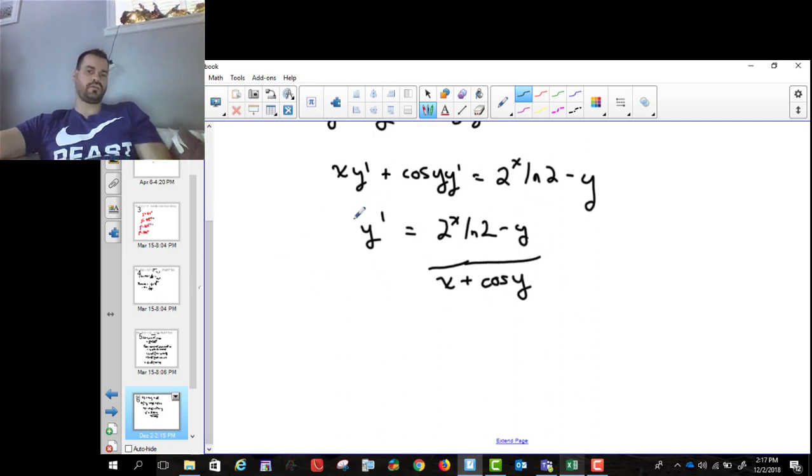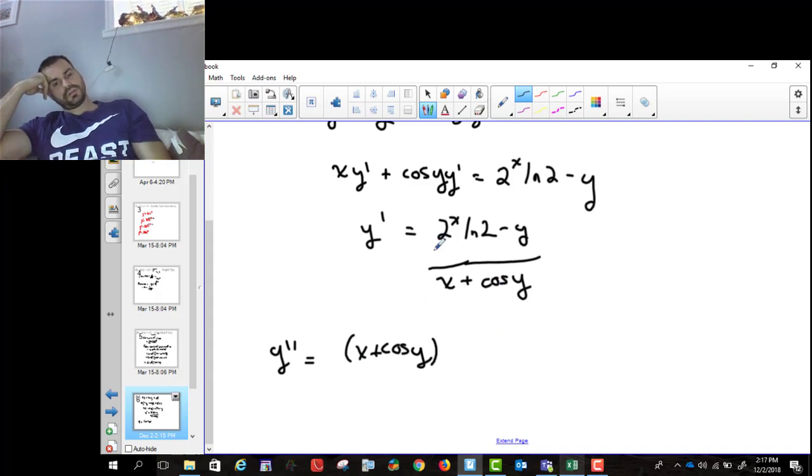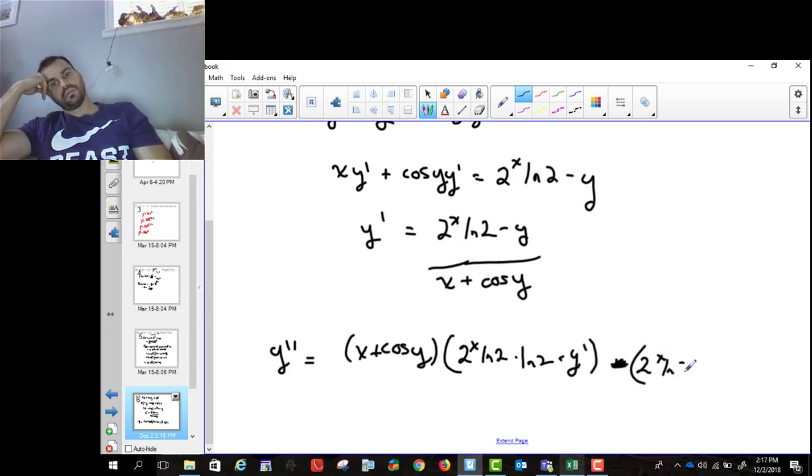And then what happens is I have to take the derivative of this. So y double prime becomes a quotient rule, with the top and bottom functions. So I do the bottom times the derivative of the top, and this one's a little funny. It's 2 to the x ln 2 times ln 2, because that ln 2 is a constant. So the derivative of 2 to the x is 2 to the x ln 2, and then it's times ln 2, and then it's minus y prime, and then that's minus the top, which is 2 to the x ln 2 minus y times the derivative of the bottom, and that's x. Whoops. Sorry, it's 1.